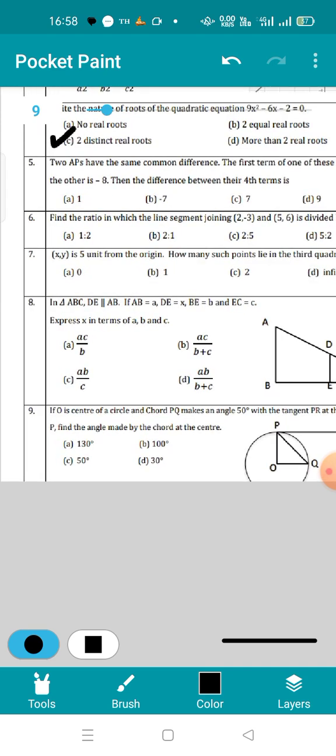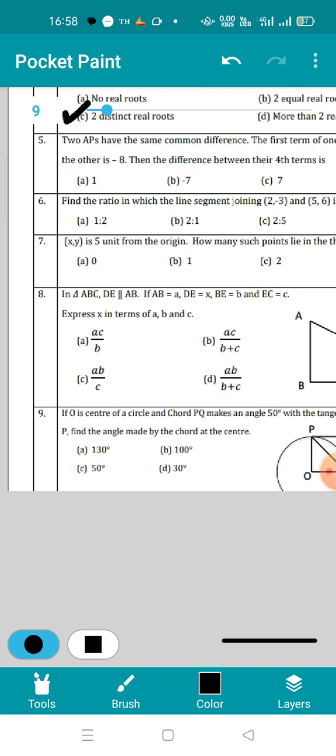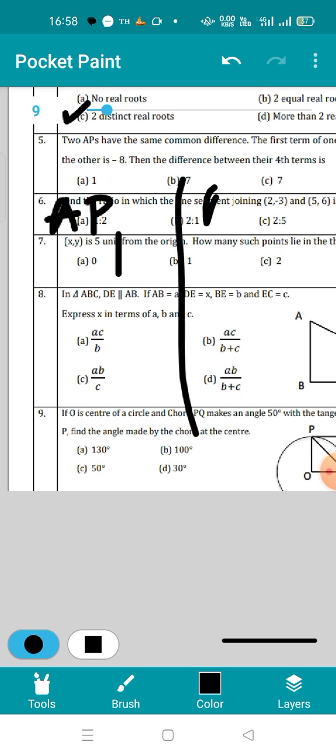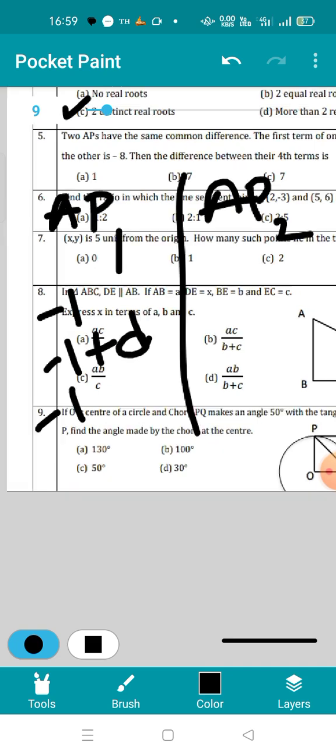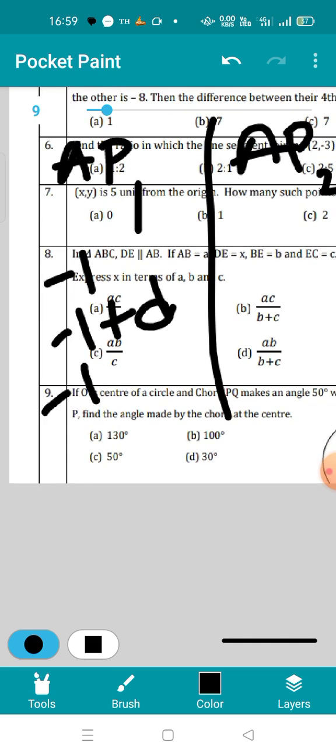Now there are two APs here. So let me call the first AP as AP1 and the second AP as AP2. The first term is -1. How do you obtain the second term? The second term is obtained by adding the common difference to the first term. So that's -1 plus D here. Now the next term again is obtained by adding common difference to the second term, that is -1 plus D plus D. It will be -1 plus 2D.